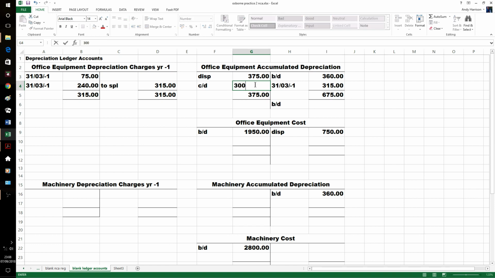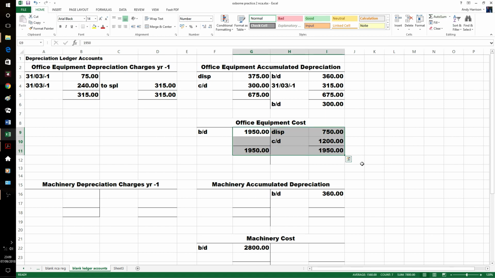Quite too much maths, isn't it? But office equipment at cost. £1,200. Complicated maths. There we are. So we've transferred the office equipment in and its accumulated depreciation into the disposal.